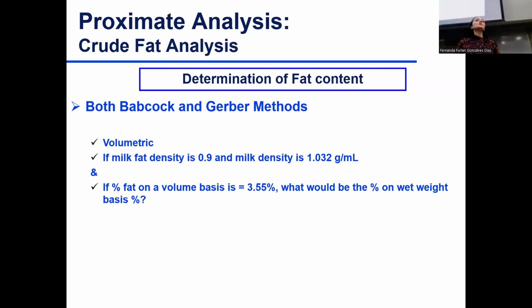So what I want you guys to think here is we are measuring volume, right? So 3.55 means 3.55 mLs in 100 mL. With this information, I want you guys to try to solve this. Since we have time, we'll give you like 5 minutes to get this result. So we know volume. We have 3.5 mLs of fat in 100 mLs of milk. That's what we have.